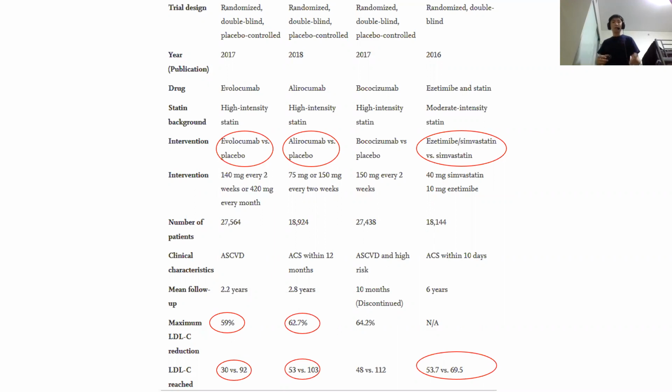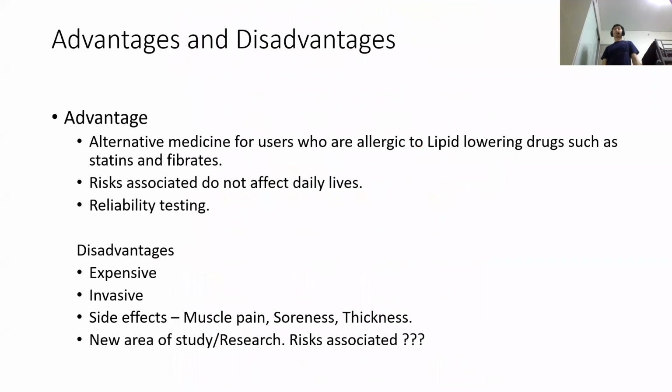For evolocumab, it was 30. For alirocumab, it was 53, and for the statins, it was 53.7. So you consume 900 milligrams of drugs over the course of 2 weeks to have about the same concentration as alirocumab, which you consume far less of, and only once every 2 weeks. So you can see the difference in effectiveness: the monoclonal antibodies are really a useful measure as an alternative to statins.